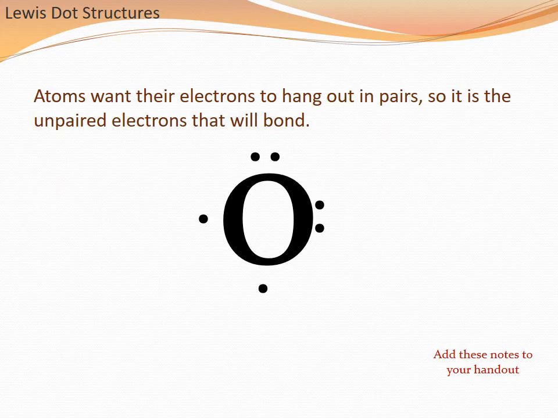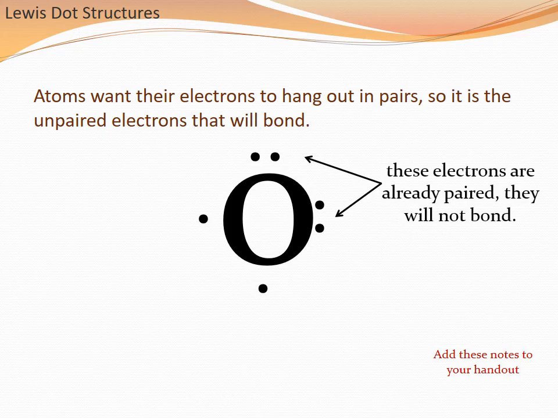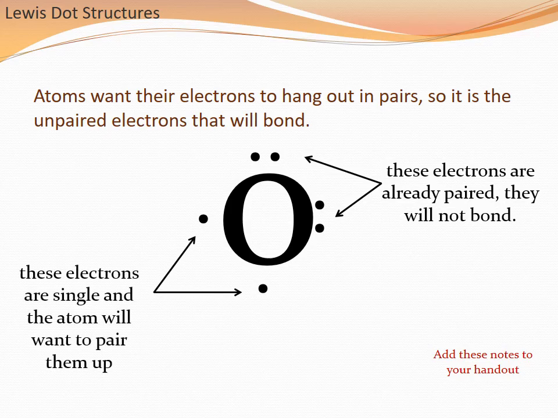Atoms want their electrons to hang out in pairs, so it is the unpaired electrons that will bond. So I want you to add these notes to your handout. Draw an arrow to these dots here. These electrons are already paired, they will not bond. Draw arrows to the other electrons. These electrons are single and the atom will want to pair them up. Again, add these notes to your handout.